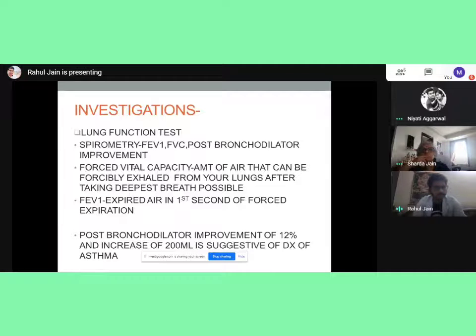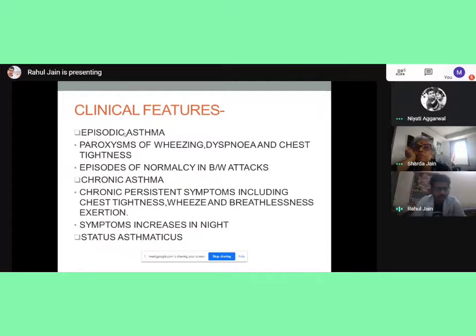Then going over to the investigations. What investigations do we do when we are investigating someone with asthma? First is the lung function test. First of all, I need to confirm my diagnosis that it is asthma. How I confirm my diagnosis of asthma from other diseases is that I use this point called episodes of normalcy in between the attacks.